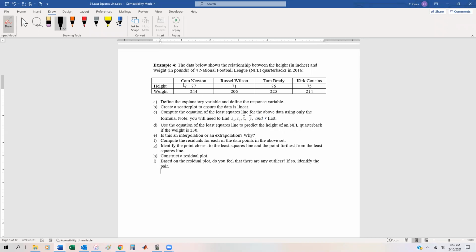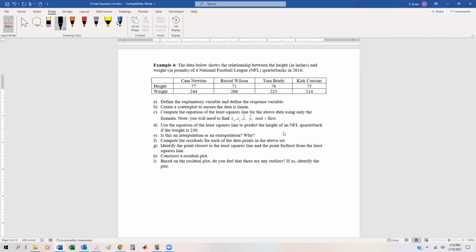So we have some data where we only have 4 NFL quarterbacks, and it shows their height and weight. We know that there are many more quarterbacks, but just for simplicity, we only want to use 4 as opposed to maybe 30 or 40, where the monotonous computations would drag down the time to be able to learn this.